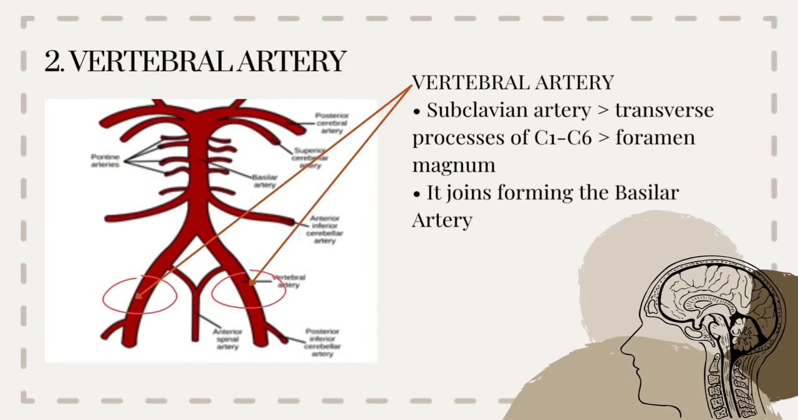Next, you have the vertebral artery. It is a branch of your subclavian artery passing through the foramina in the transverse process of the upper 6 cervical vertebrae, your C1 to C6, into the foramen magnum. So it passes forward and medially on the medulla oblongata and at the level of the lower pons it joins, forming the basilar artery.